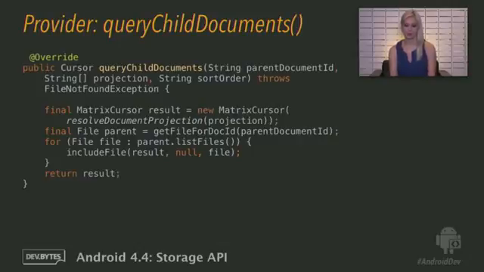includeFile is very similar to what we just saw for the root. It adds the file's display name, MIME type, size, and so forth. A child can be an image, another directory, any type of file.